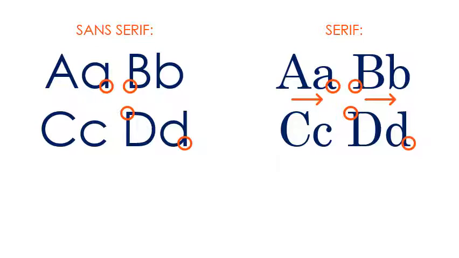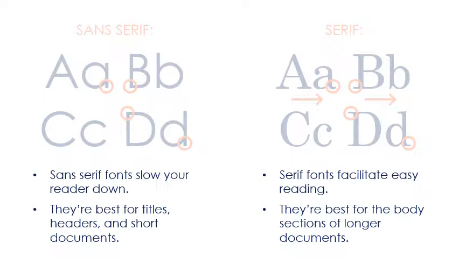Now, these little points, these serifs, might seem insignificant at first glance, but they actually help speed reading. They point the reader's eyes along the line of text and expedite the process of reading. Because serifs expedite the process of reading, we want to reserve them for the body sections of longer documents, for portions of a text that we want our reader to be able to navigate quickly.